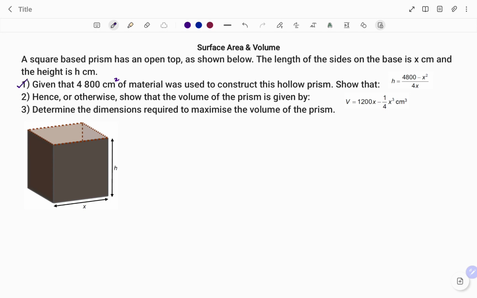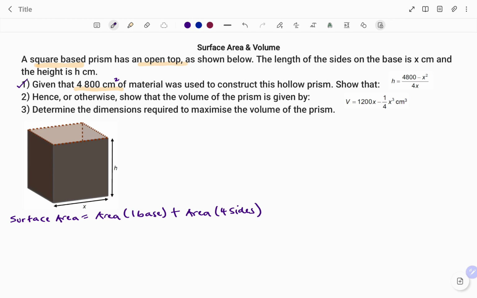Starting with the first part of the question, we've been given the surface area of the material used. Note that the prism has an open top, so we are only calculating the surface area of the remaining 5 sides. We've been told also that it's a square-based prism, so the surface area equals the area of one base plus the area of 4 sides. As shown in the question, the surface area has been given as 4,800 square centimeters.